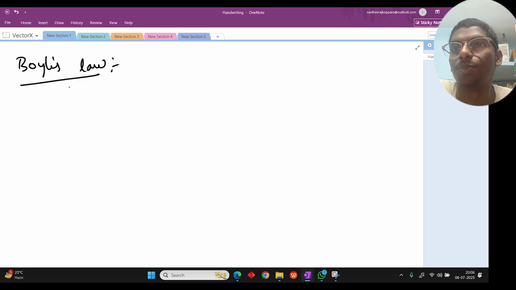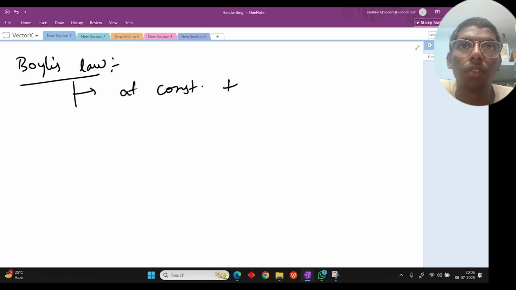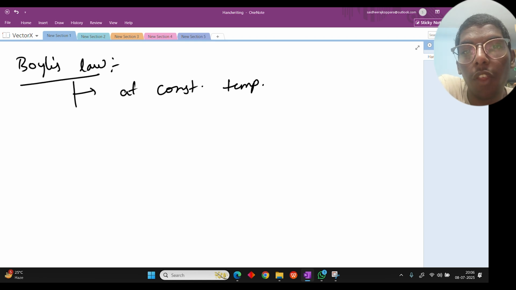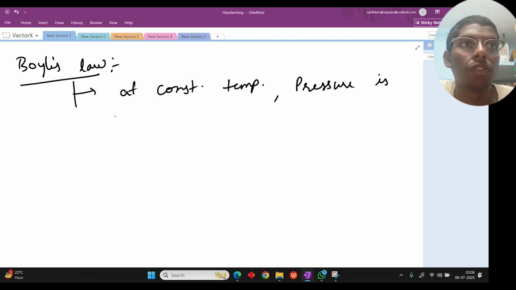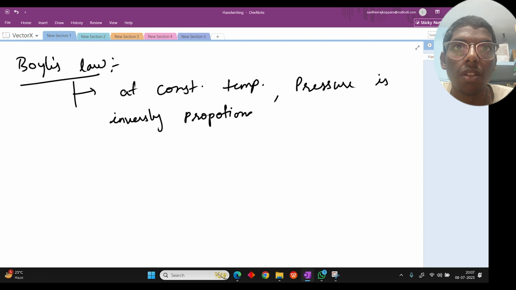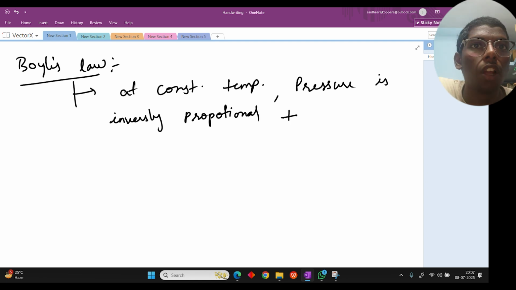What does Boyle's law say? Boyle's law says that at constant temperature, it gives us the relation between pressure and volume. What is that relation? Pressure is inversely proportional to volume.